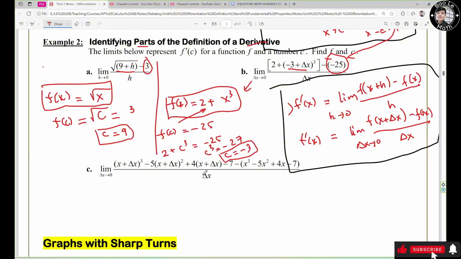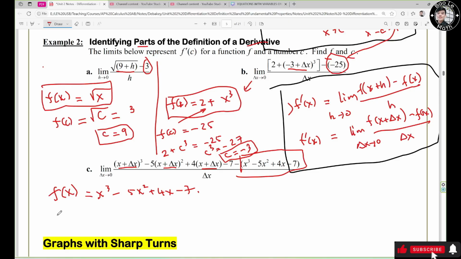Limit of this guy. Alright, so in order to solve for f of s, we look at the one inside the cube right here, the square right here, and this guy right here, right? This guy is actually f of c, right? So it's going to be s cubed minus 5s squared plus 4s minus 7. That is the function of f of s, right?